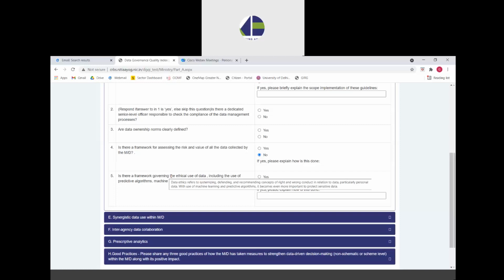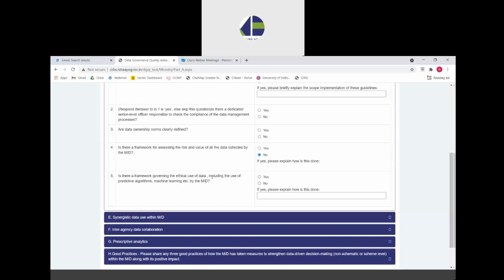And especially with respect to personal data, but data ethics also covers non-personal data, that it should not be used for any unintended purposes for which it was not collected. So ensuring that there is a framework governing this use, and that it has been clearly documented or not, that's the question. And if there is this framework documentation, then the ministries can select yes, otherwise it is no.